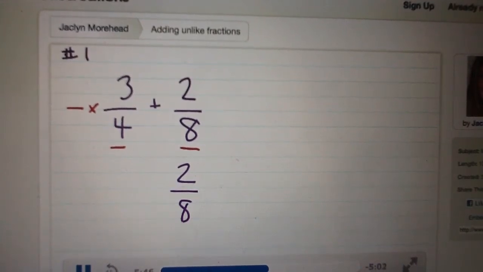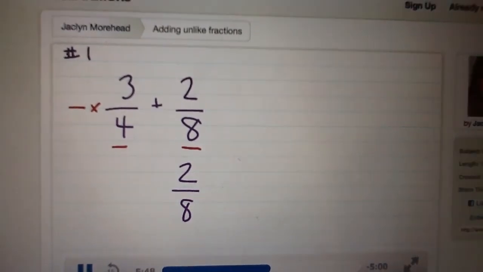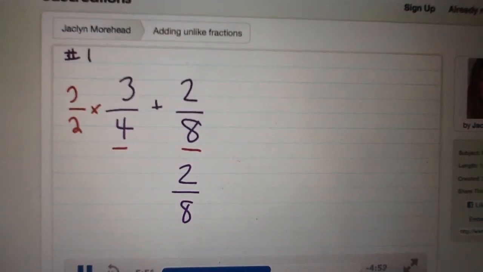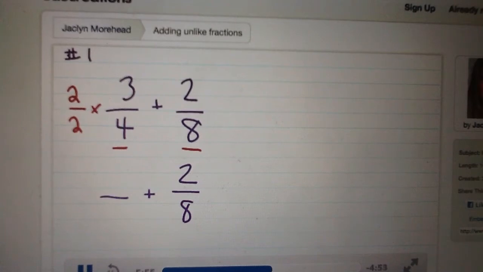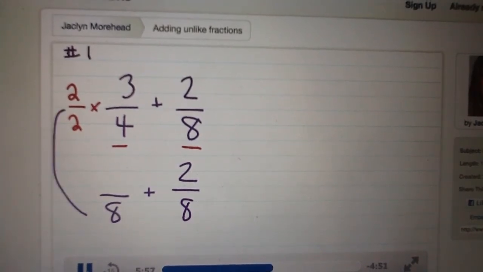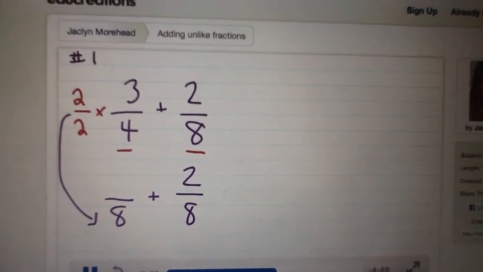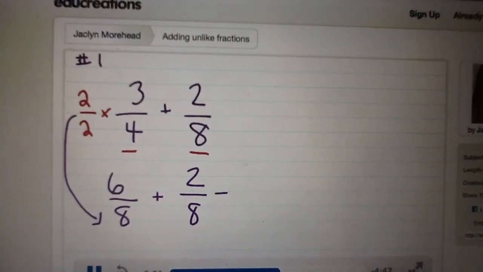4 times what equals 8? Hopefully you say 2. Remember, I have to do the same on the top and the bottom. So 2 times 4 will give me an 8 right here, and then 3 times 2 equals 6. Now you just add them together.